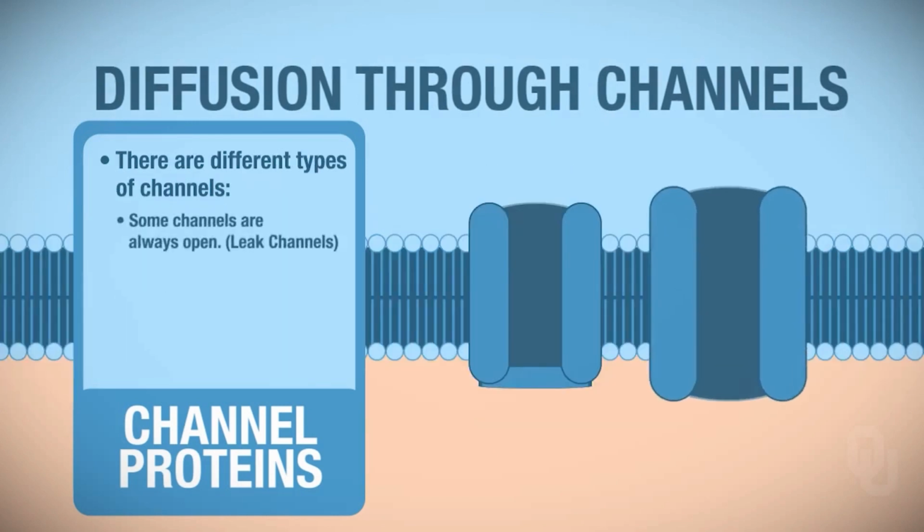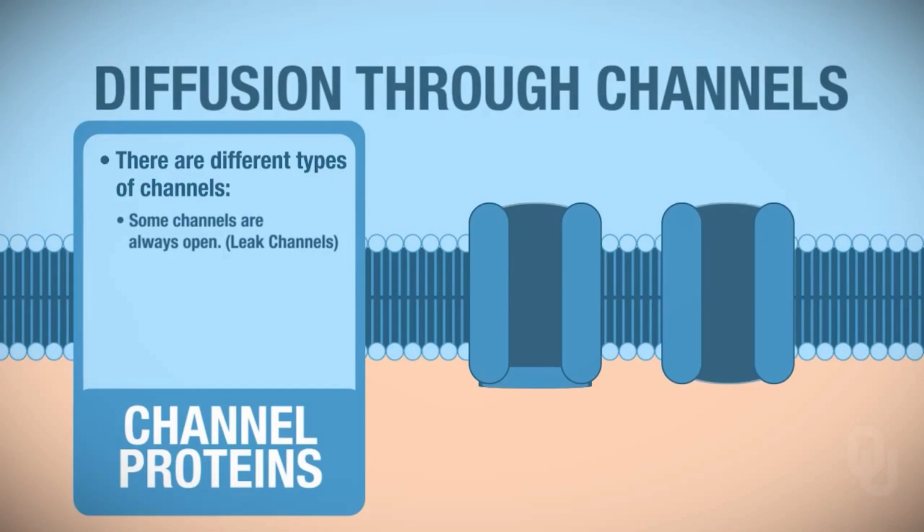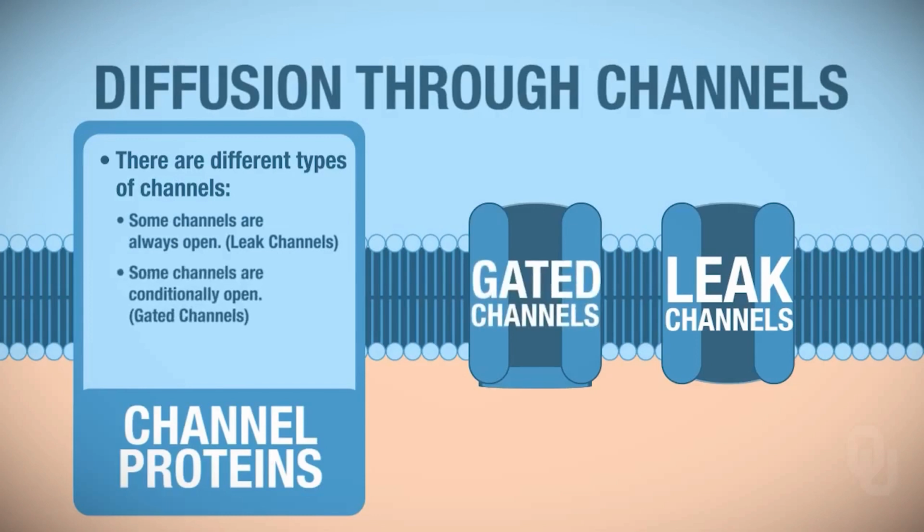There are also different types. Some channels are always open, like your leak channels. We'll talk more about leak channels in your next lectures. They're open most of the time. And some channels are conditionally open, or we call them gated channels. Gated, open or closed. There are different types of gated channels. Again, we're going to talk more about this in your next few lectures.